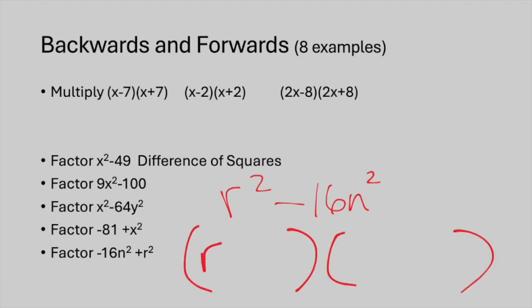Okay, I have r and r. I'm doing plus first and minus, but it doesn't matter. Then what? 4n. 4n. Okay. All right.